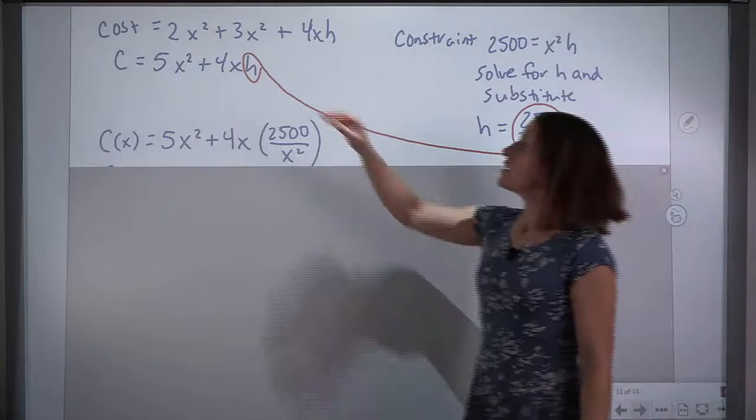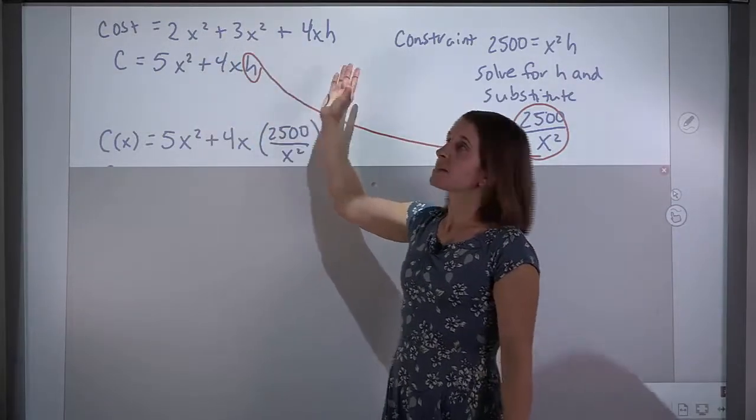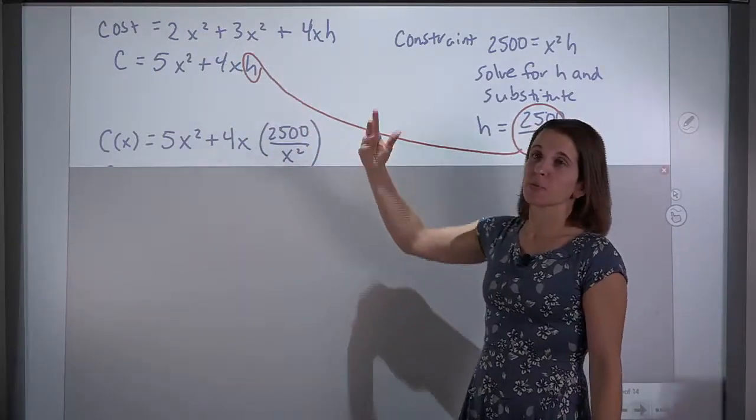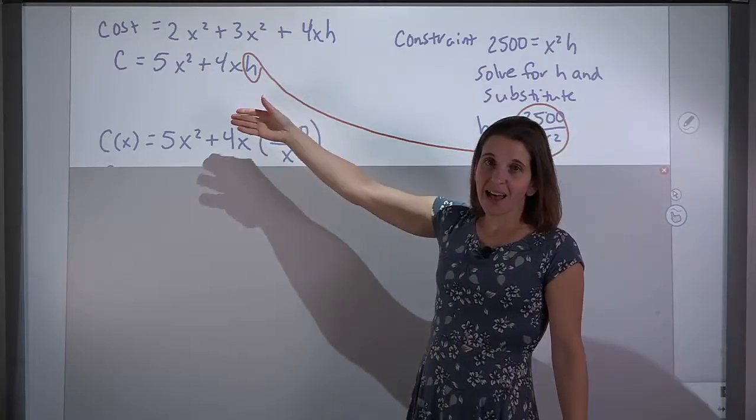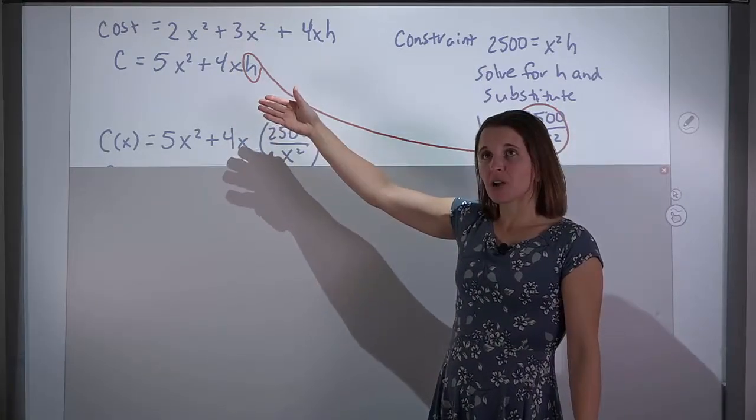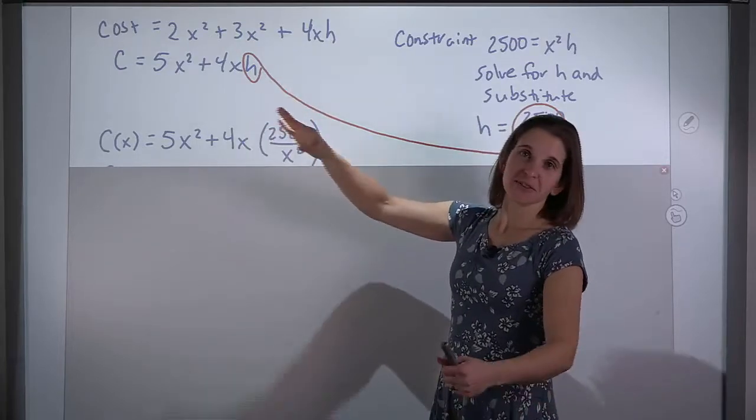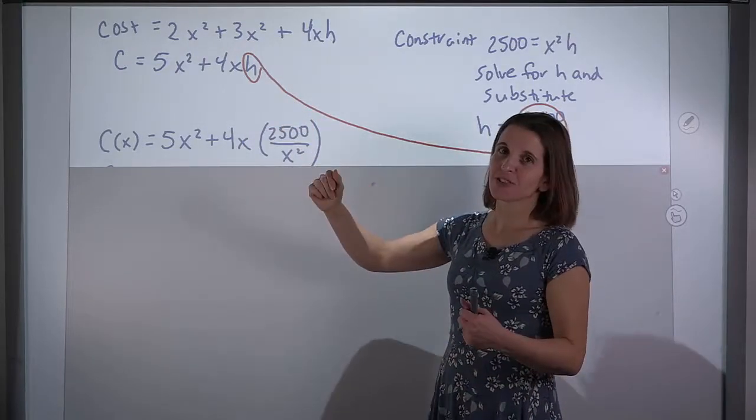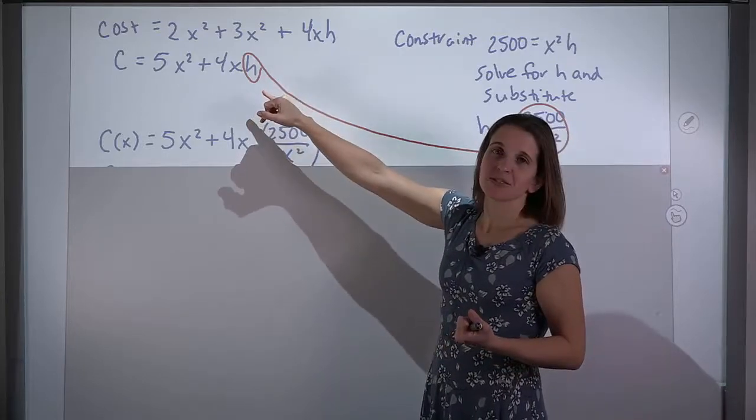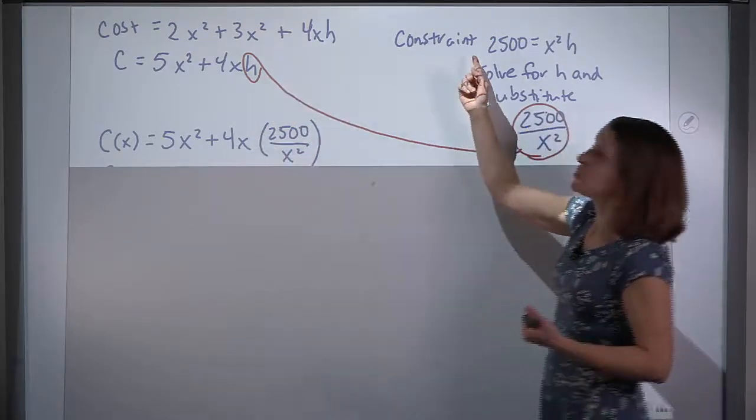Okay, so I had 2x squared plus 3x squared plus 4xh. I can combine like terms and get 5x squared plus 4xh. But as I said, this is the thing I'm trying to minimize, and so I want to take the derivative, set it equal to 0, find critical values, right? There's a chant for this too, but I can't because it has 2 variables. So that's where I go back and use the constraint equation.